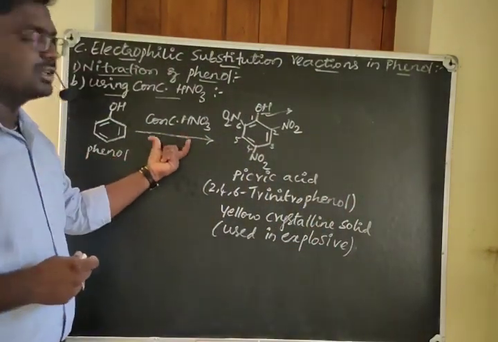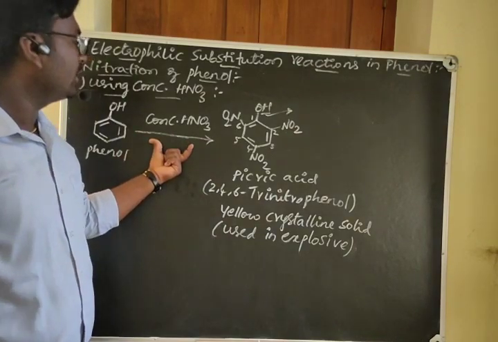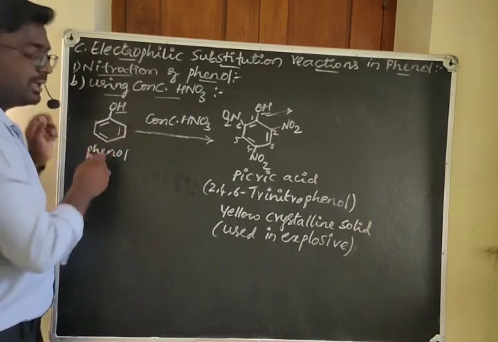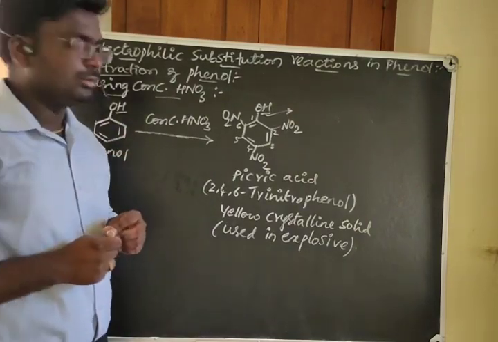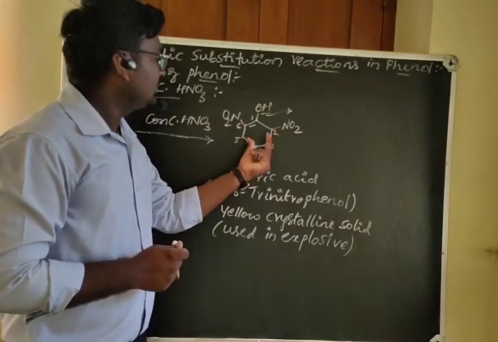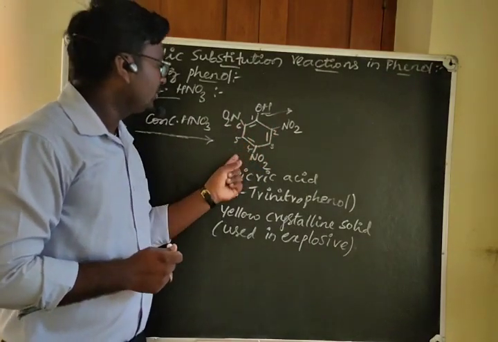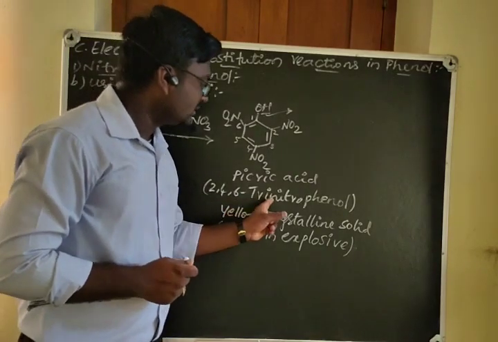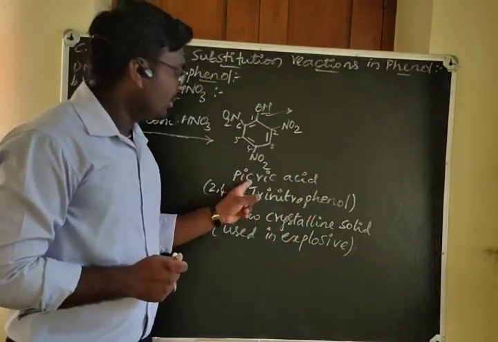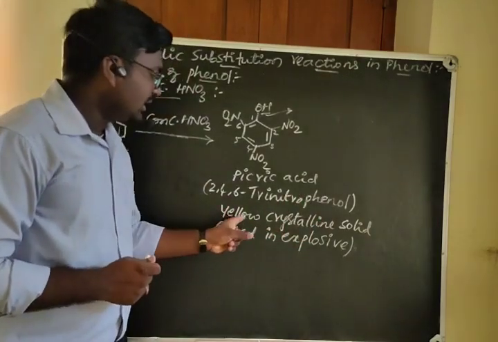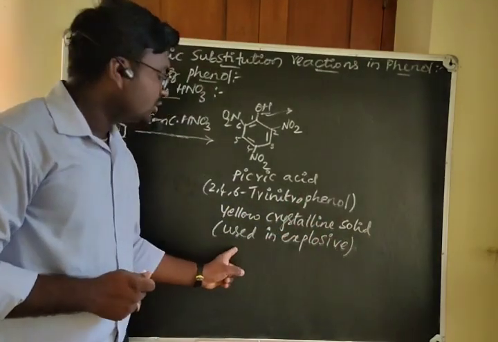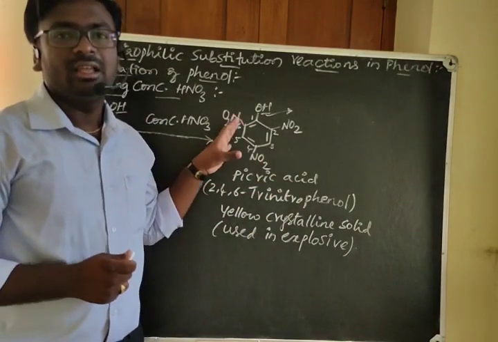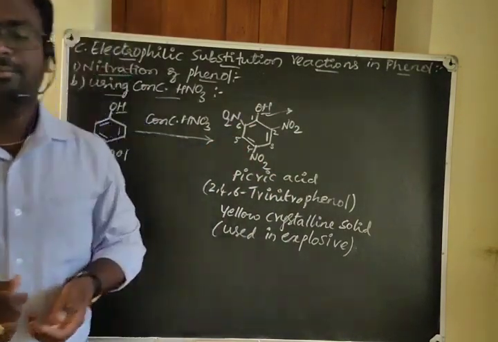So how can you get this trinitrophenol? By treating the phenol with concentrated nitric acid. And you know here the OH group is an ortho para directing group because it is an electron donating group. Here the 3 nitro groups are present at 2, 4, 6 positions. Therefore the IUPAC name is 2, 4, 6 trinitrophenol. Its common name is picric acid, and it is a yellow crystalline solid, and it is used in making explosives because of its highly acidic nature.